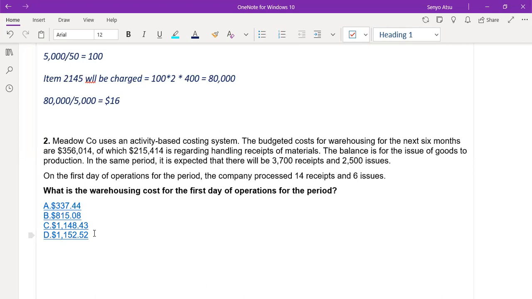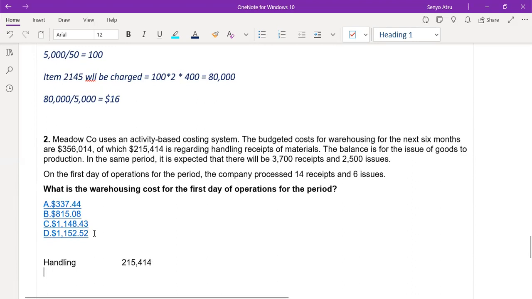MCO uses an ABC system. The budgeted cost for warehousing for the next 6 months is 356,014, of which 215,414 is regarding handling receipts of materials. The balance is for the issue of goods to production. So within the same period we have handling as an activity within warehousing, the cost is 215,414, and we've got issue of goods.